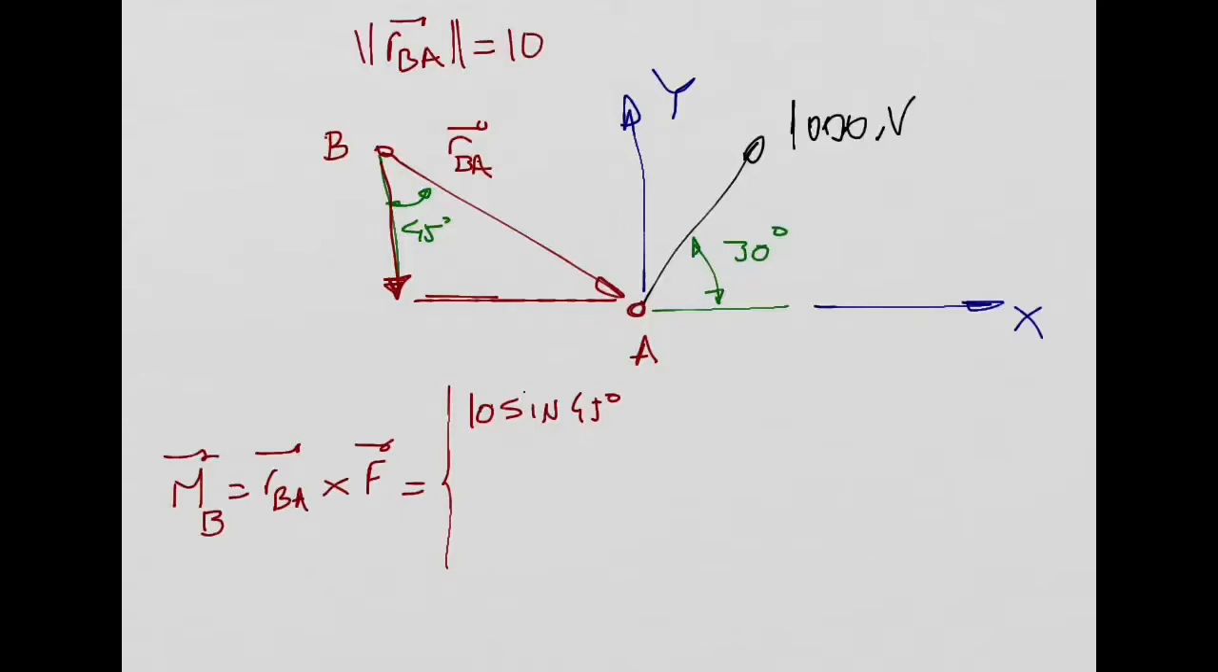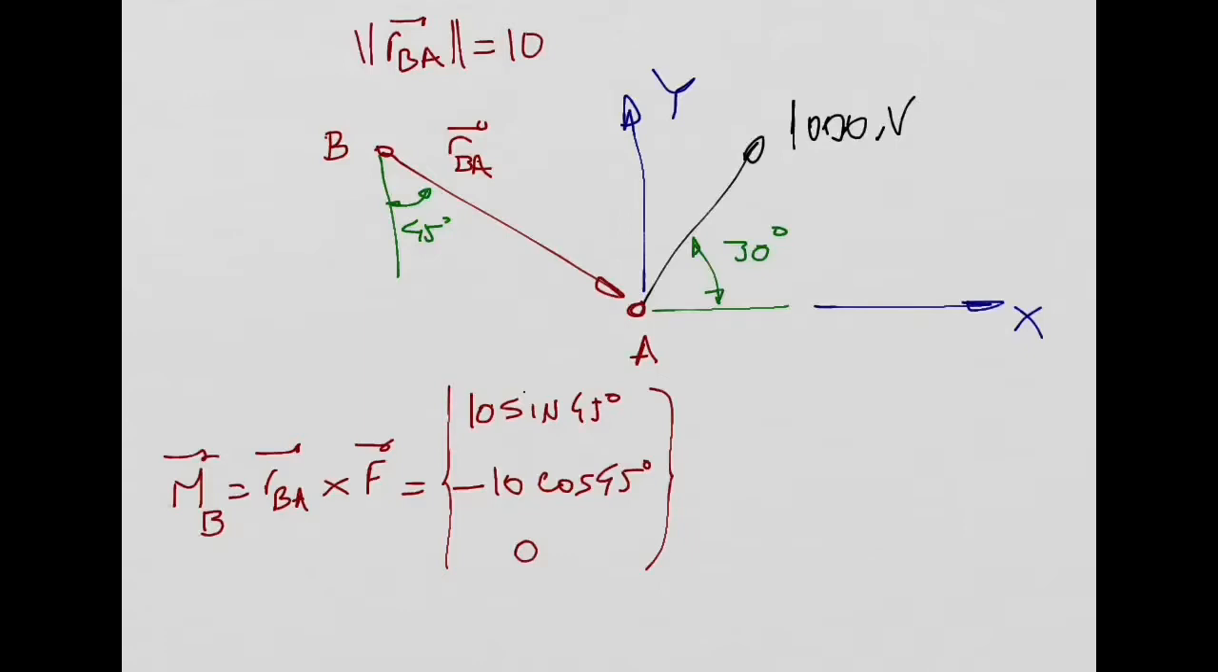A bridge can come down. Trust me. So you need to be very careful. So this needs to be minus 10 cosine of 45 degrees. Z component is 0. Agree with me? So everybody agrees with this position vector, RBA?